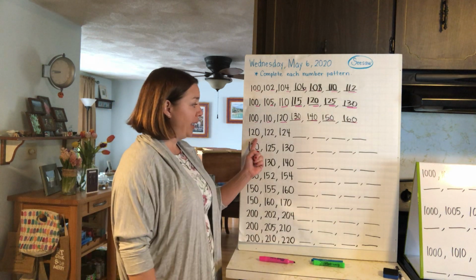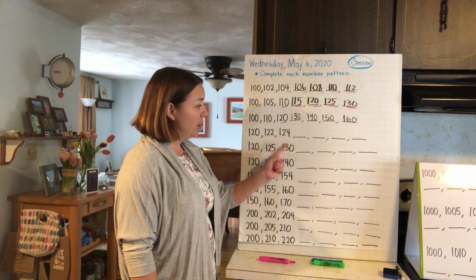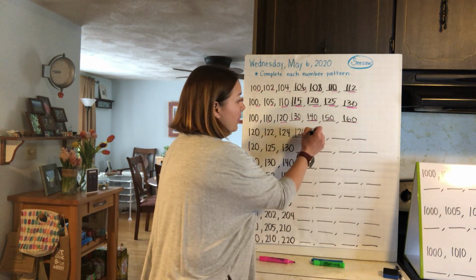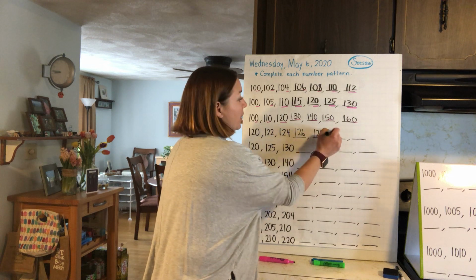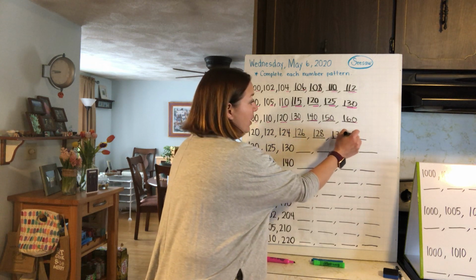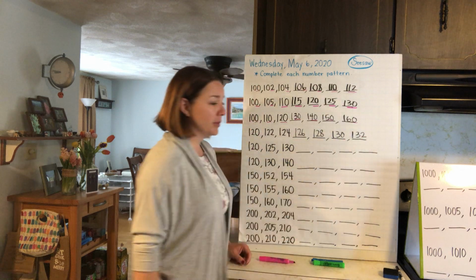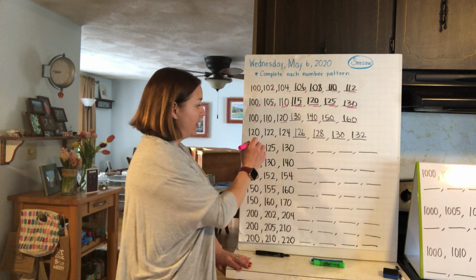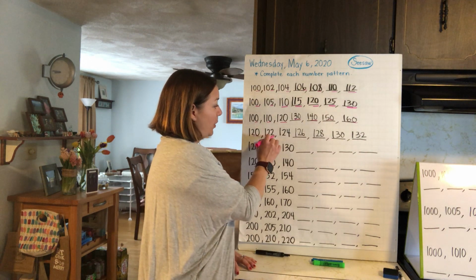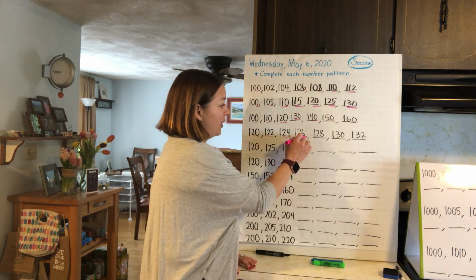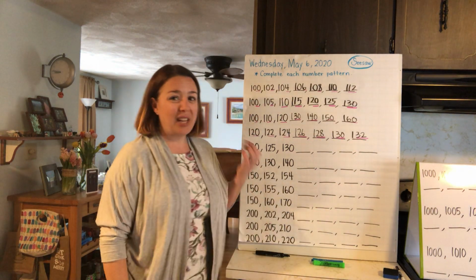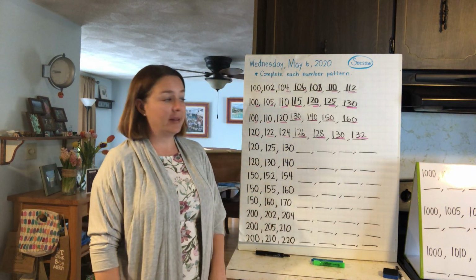So 120, 122, 124, 126, 128, 130, 132. Let's underline that pattern again. 20, 22, 24, 26, 28, 30, 32. We're just adding 100 in front of it.